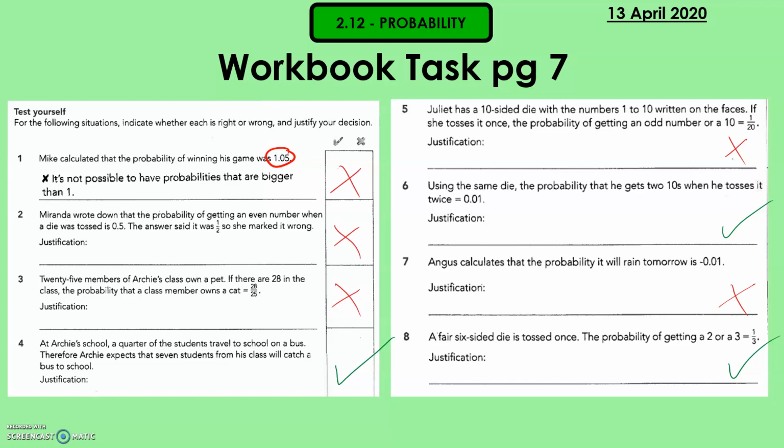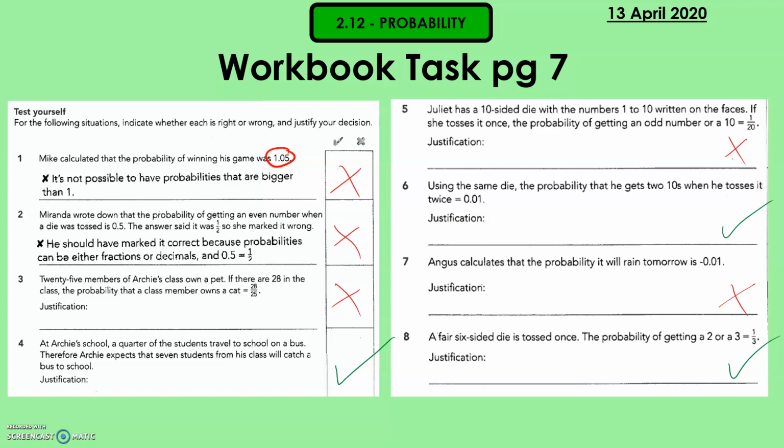Question 2, Miranda wrote down that the probability of getting an even number when a die is tossed is 0.5. The answer he said was a half, so she marked it wrong. Okay, so obviously that's wrong, because 0.5 is equal to a half. So that should be okay.